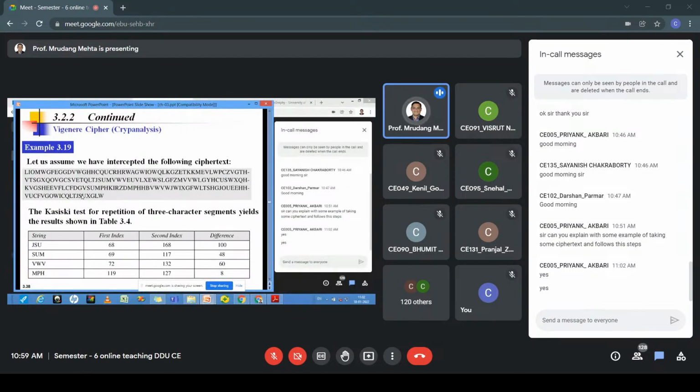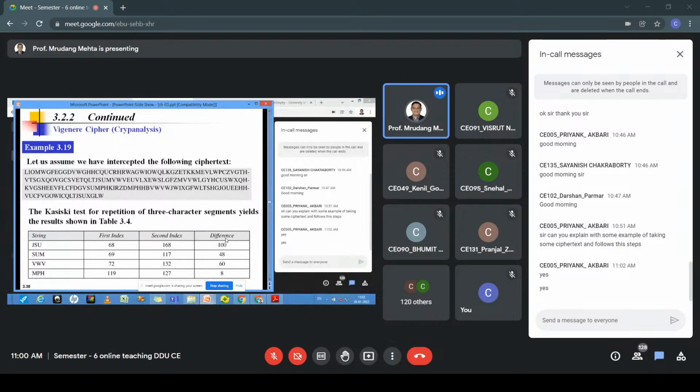We have counted that it first appeared here, that index is 68. The second time it appeared over here, that index is 168. So in this whole string, the first index and second index are 68 and 168. Now the difference between 168 and 68 is 100. So this JSU difference is found.